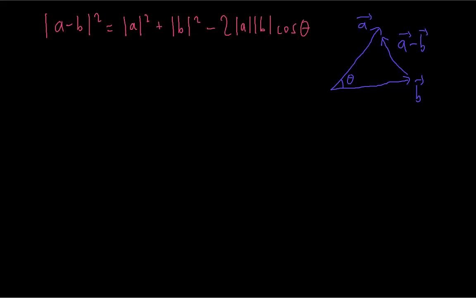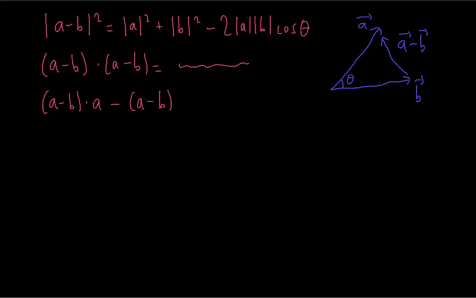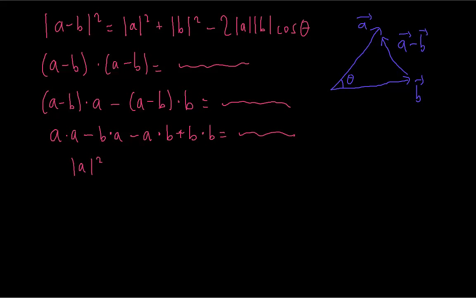Now we're just going to simplify the left side of this equation. Remember that if we have the magnitude of a vector squared, it's the same thing as the vector dot product itself. And then we can use the distributive property again. And so a dot a and b dot b are just the magnitudes squared. Simplify this expression.